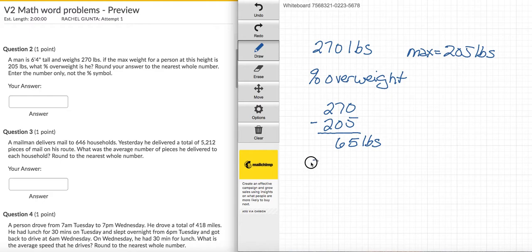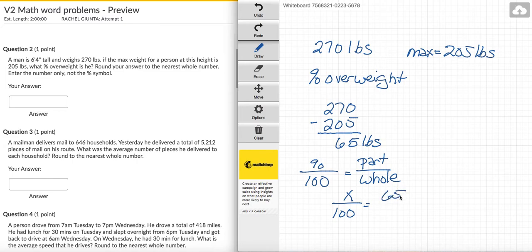And then for all percent problems, it's percent over 100 equals part over whole. We want to solve for percent, so we'll put in an x for that, x over 100. And the part is how many pounds overweight he is, which is 65. And then we have to decide what to use for the whole.